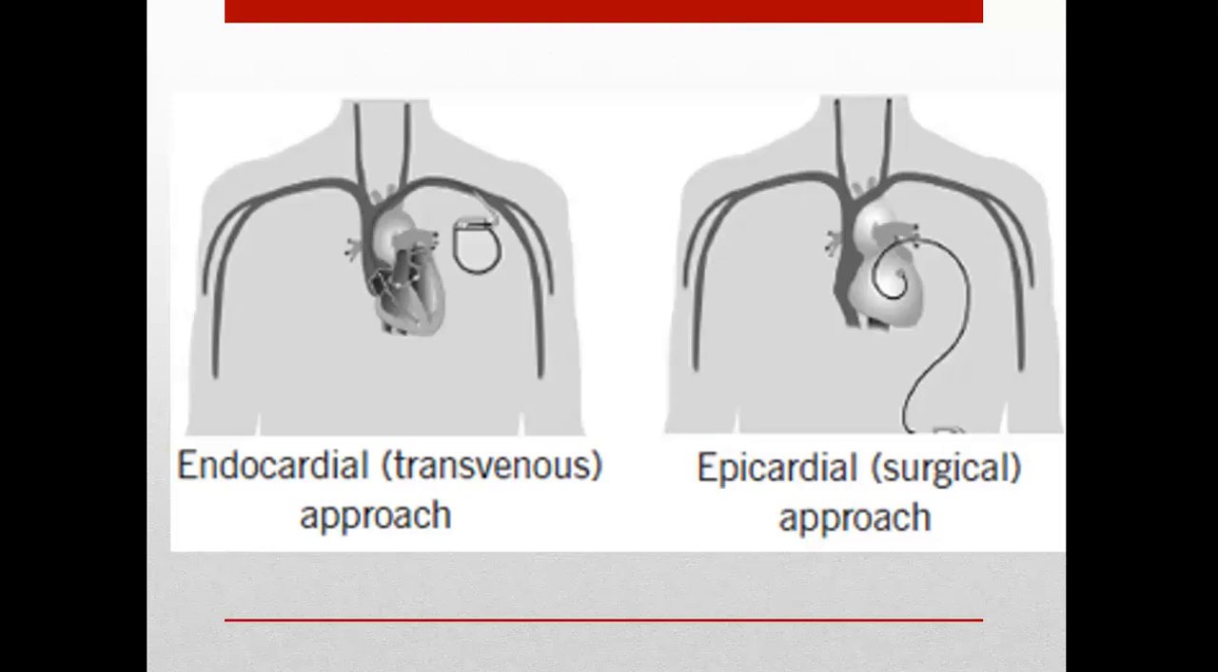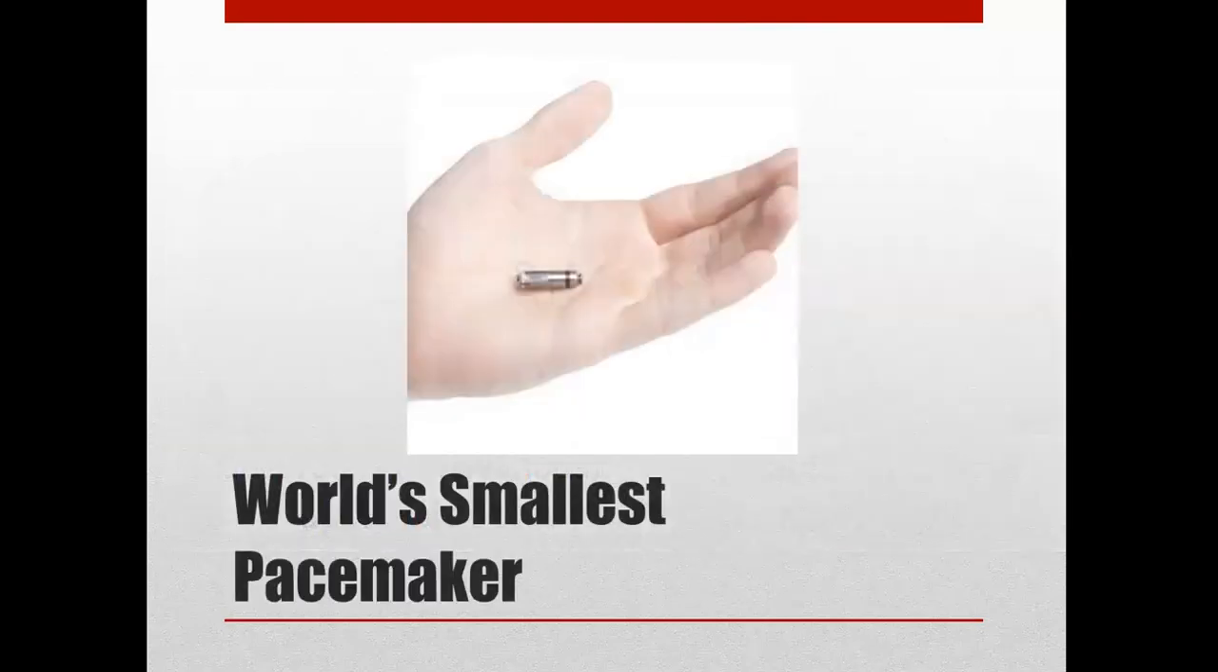This just indicates the differences in placement of the transvenous and epicardial approaches. And then this is just another picture of the world's smallest pacemaker. I left the article for St. Bernard's when they first put this in. I think it was back in 2017. Dr. Nair did it, and it's just the article about it. It's in the notes section if you guys want to read it.